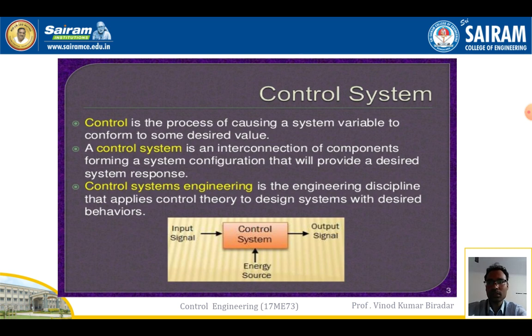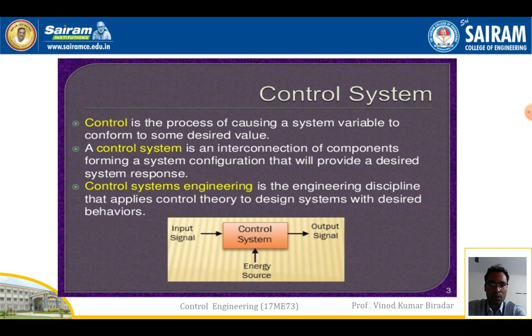First, let me understand the difference between control and control system engineering. Control is the process of causing a system variable to conform to some desired value. That is the controlling capacity: even if the output of a system is very high and we don't want that output, we can control it using some component. A control system is an interconnection of components forming a system configuration that will provide a desired system response.